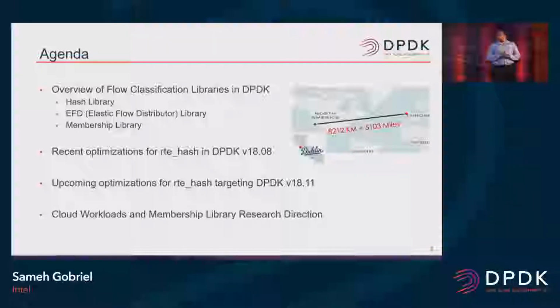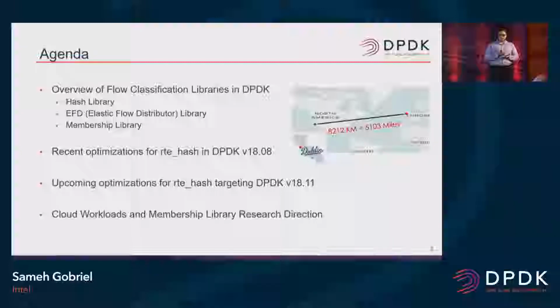My talk will first go over an overview of some libraries in DPDK already there for flow classification. And I will give an overview of the hash library, the EFD, which is the elastic flow distribution, and the membership library. And the main idea here is to differentiate when to use which library and what are the features of each one.